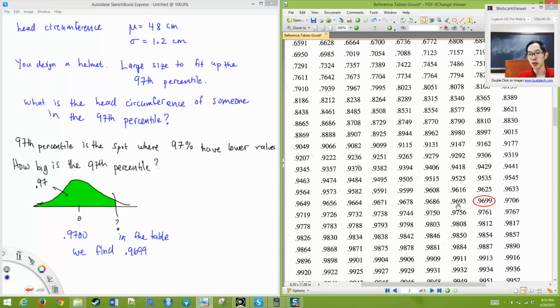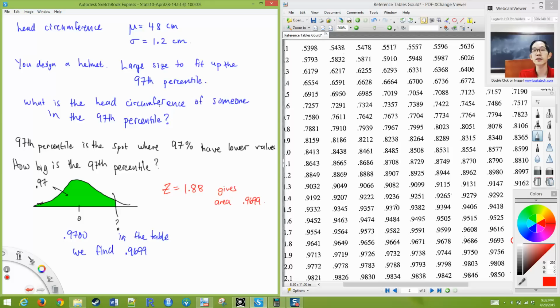Do you know? Okay, well, let's go to our z formula. I've got z is equal to x minus mu over sigma. So I have z equal to 1.88. That's equal to x. Do I know what x is? No, that's the head circumference that I'm looking for. What is mu? 48. What's sigma? 1.2. Okay? So do we know how to solve for x? We should. Okay, so go ahead and solve for x.